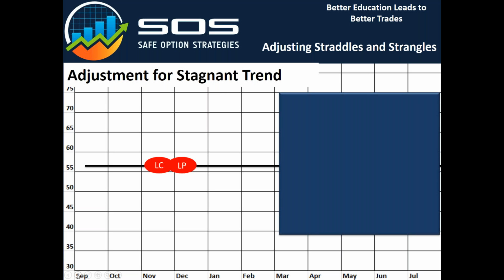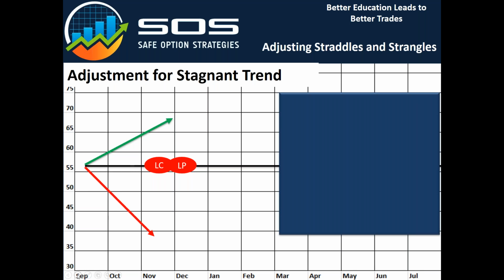A stagnant trend could be a slightly bearish or a slightly bullish trend that is just not moving very strong, and we would therefore refer to it as a somewhat stagnant to slightly bullish or a stagnant to slightly bearish trend. That may be all that's needed for a straddle or strangle trade to be considered going against us or not moving in our direction.